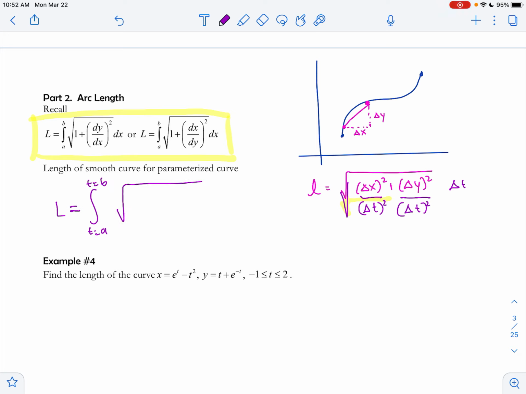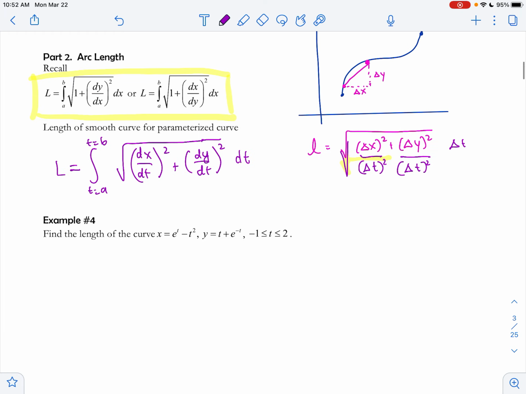of the square root of, and I'm going to change the delta symbols to dx/dt and dy/dt, also differentials representing change in x and change in y, rewriting it as the quantity dx/dt squared plus the quantity dy/dt squared, with a dt on the outside. So we're summing up an infinite number of really small segments.